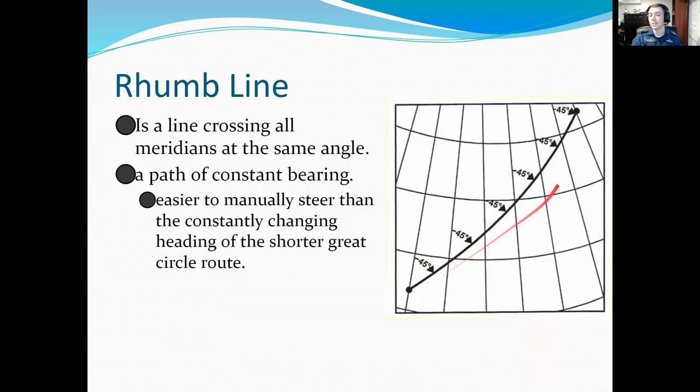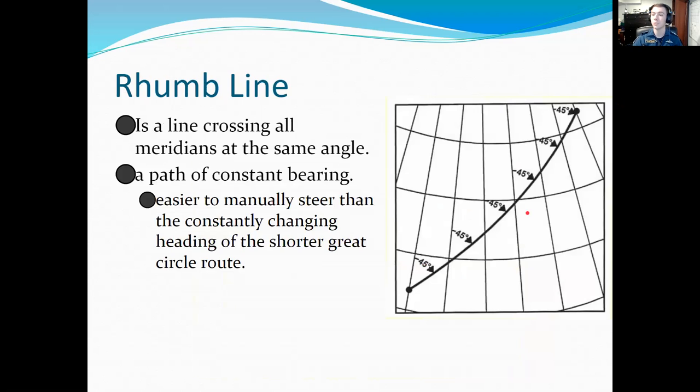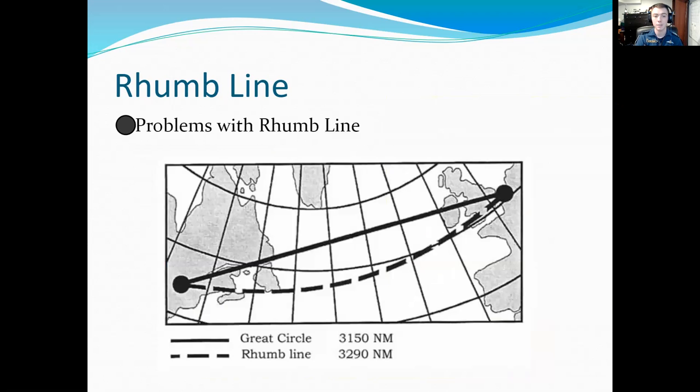So these are the easiest lines to steer, as opposed to constantly adjusting your heading. Like here, 72, then 87, then 102. If you're trying to follow that line on a map, it would be a real pain having to adjust for that every few minutes to a few hours, depending on what you're flying and where you're flying. So very, very useful in navigation.